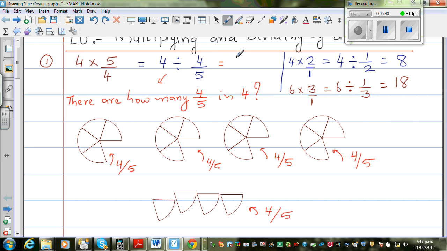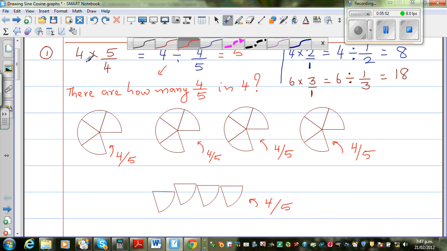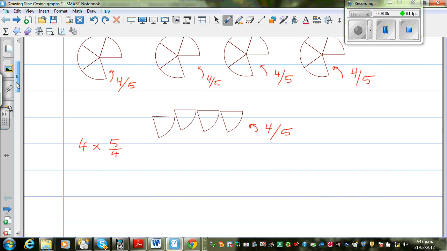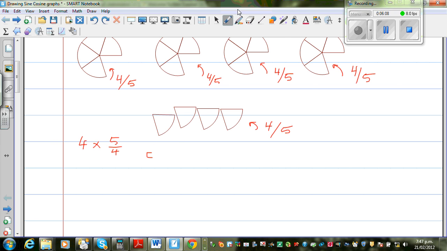So without doing the maths, we have done the explaining with the help of a diagram. But let us do the maths. So if you want to do 4 times 5 quarters, how do you do the maths? 4 times 5 quarters is the same as writing 4 over 1 times 5 over 4, which is the same as 4 times 5 over 1 times 4. This is how you do the maths.